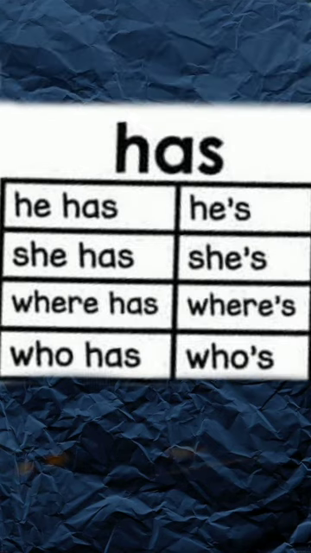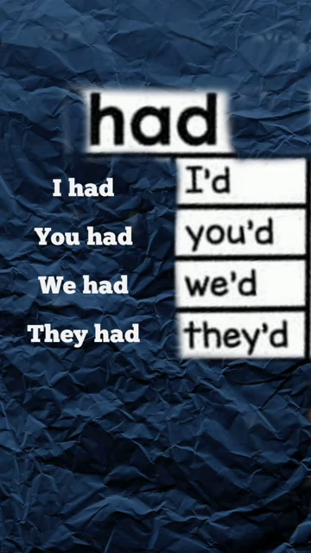Has. He has, he apostrophe s. Where has, where apostrophe s. Who has, who apostrophe s. Here we have dropped the letters h and a again, and instead of h and a we put an apostrophe and then add s. So after has comes had.